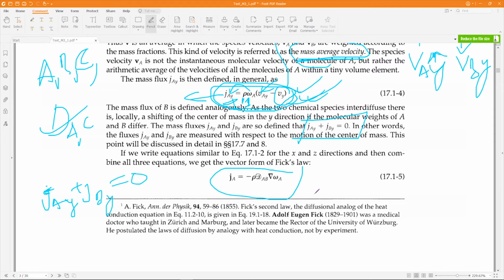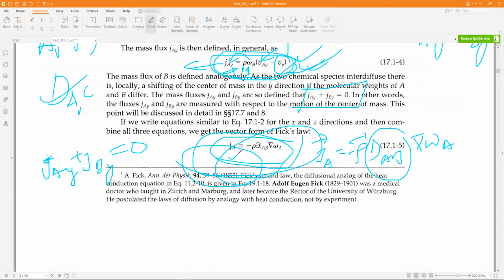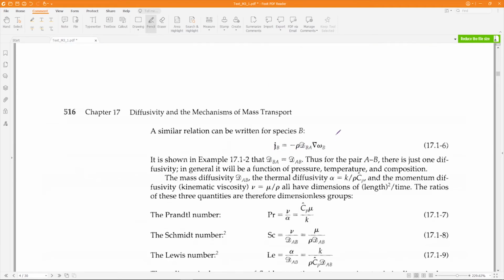So you just write it in vector form, right? On paper you have to write this like this, and again this rho is a vector in the three directions, just in bold. D_AB is also the same, you can say isotropic, it is the same in all directions. Then the gradient vector in all three directions, right? So you can write this in vector form. This was for the mass flux of A. You can write the mass flux of B in the same form.